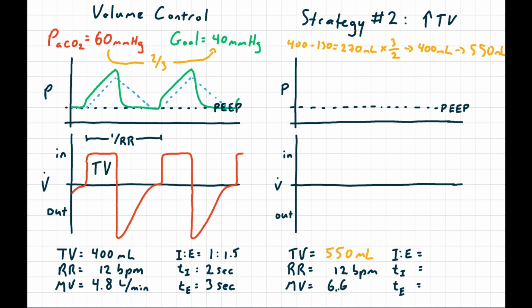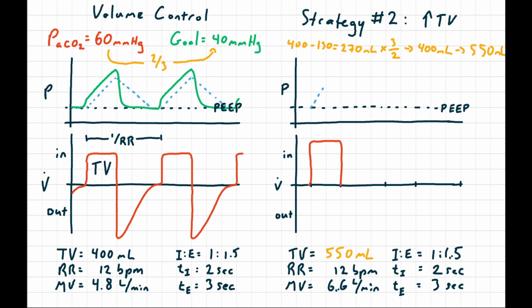Minute ventilation is going to work out to 6.6 liters per minute, and the I/E ratio, inspiratory time, and expiratory time will remain the same. We'll march these inspiratory and expiratory times out on the horizontal axis of the volume flow graph. We'll start a new inspiration. The new tidal volume means that the area under the flow time curve is 550 milliliters.